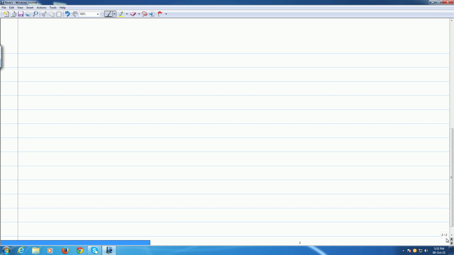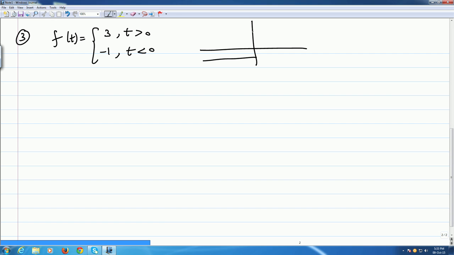Okay. So, let us go to question number 3. Here you are given an f of t which is 3 for t greater than 0 and it is minus 1 for t less than 0. Okay. If you want you can sketch this to see how it would look. It is minus 1 and then 3. Okay. 3 and minus 1, this is t and this is f of t.